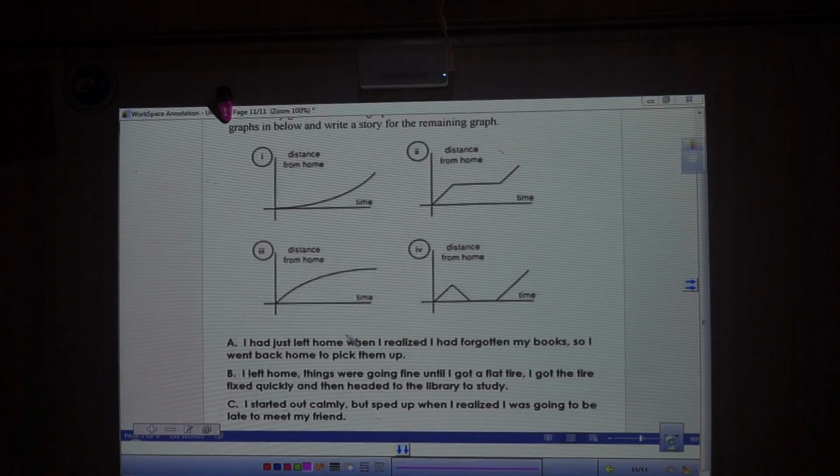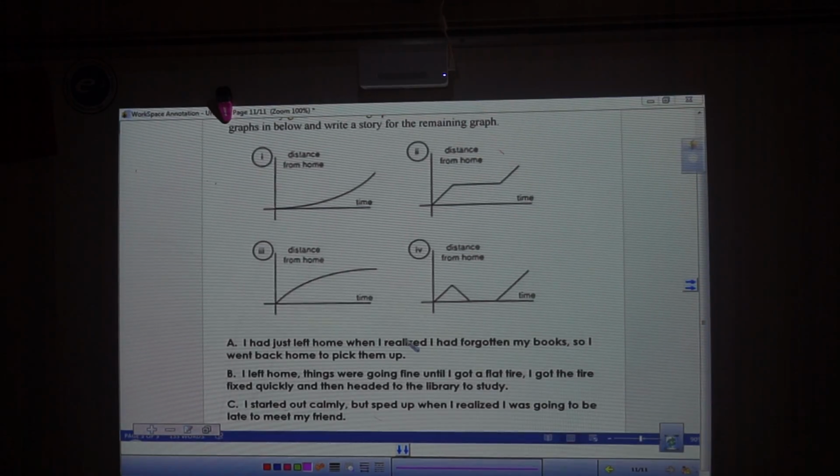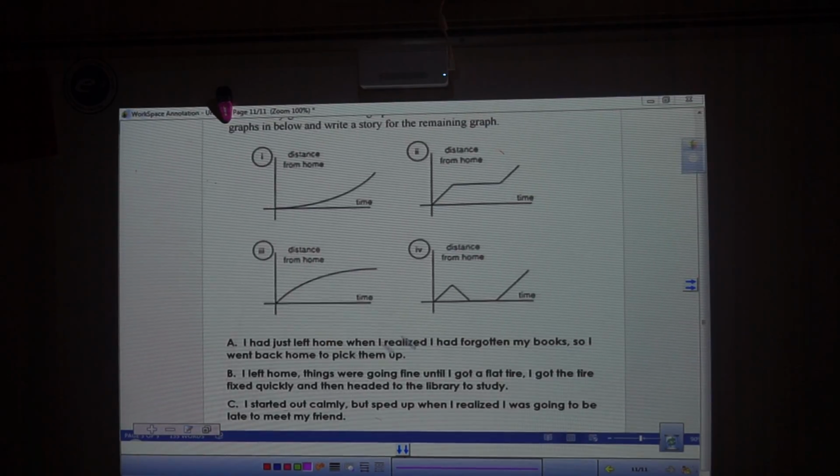Okay, I just left home, and I forgot, okay, I'm struggling with that one, so I'm going to come back. I left home, things are going fine, so I'm driving away. I got a flat tire. Left home, I'm driving. So notice my distance from home, I'm getting further from home. When I got my flat tire, I stayed exactly where I was. I was moving nowhere. Then I got the tire fixed and headed to the library, so I headed back to where I was going. So this graph goes with B.